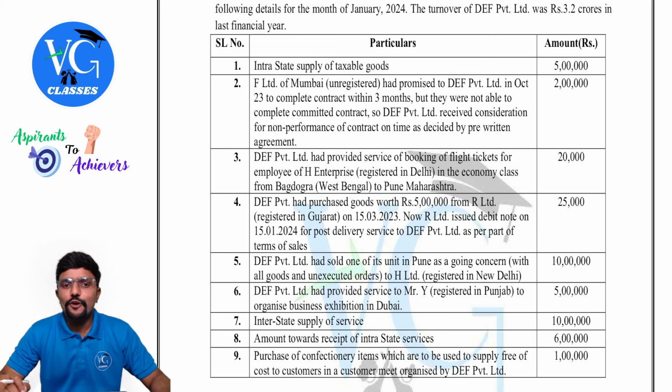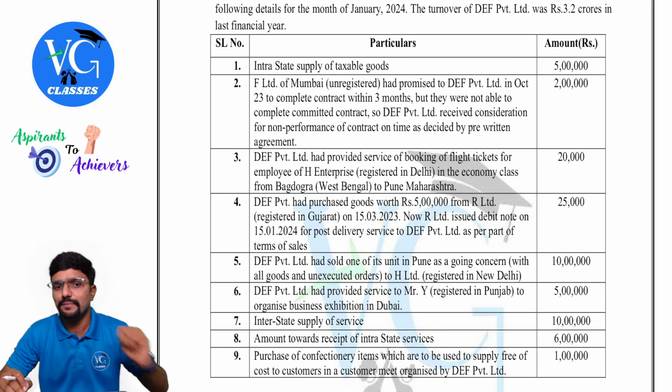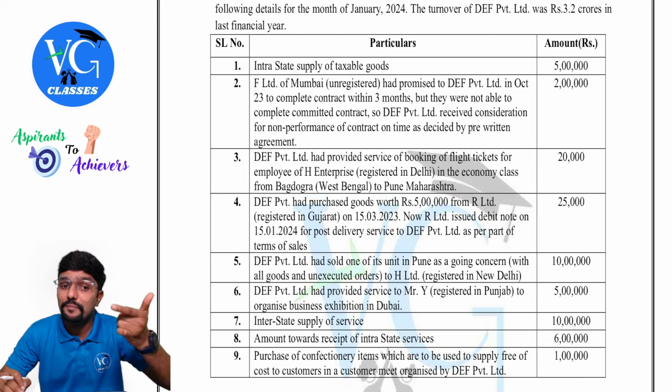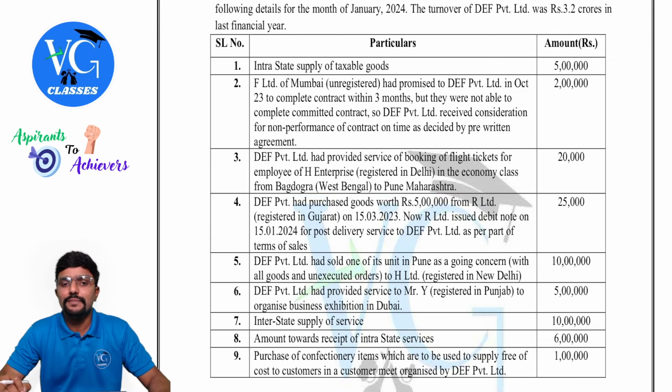Then F Limited of Mumbai, unregistered, had promised DEF Private Limited in October 23 to complete a contract within 3 months, but they were not able to complete the committed contract. So DEF Private Limited received a consideration for non-performance of contract on time, as decided by the pre-written agreement, 2 lakh.